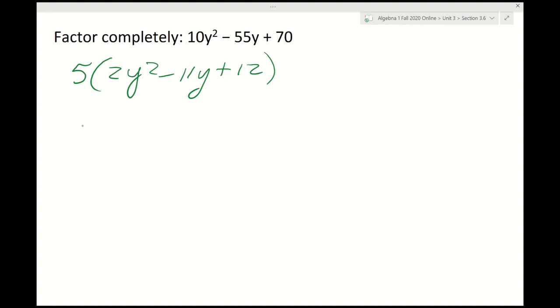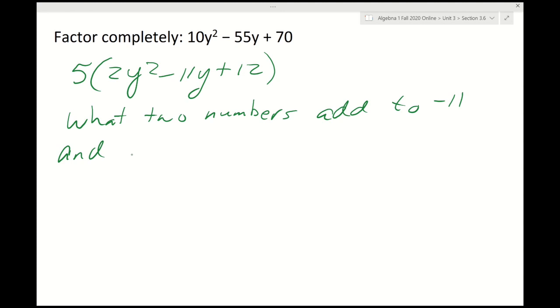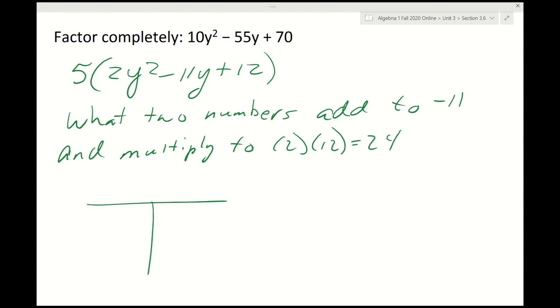So now AC, what two numbers add to negative 11 and multiply to 2 times 12, which is 24? Well, a few minutes ago, we had one that had a 3 and an 8, which added to a positive 11. So if I take the negative 3 and negative 8, I have a negative 11.